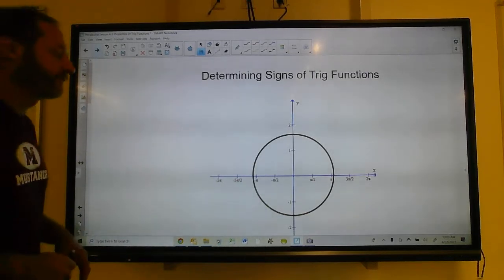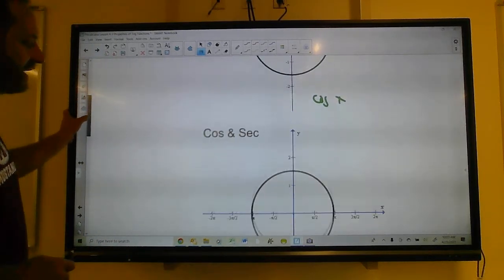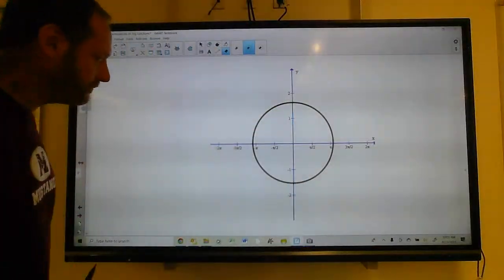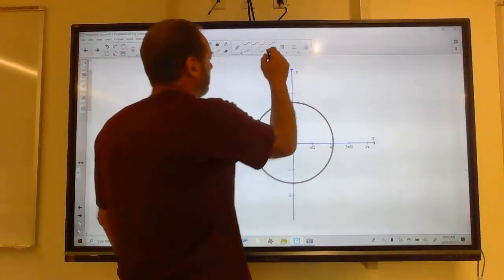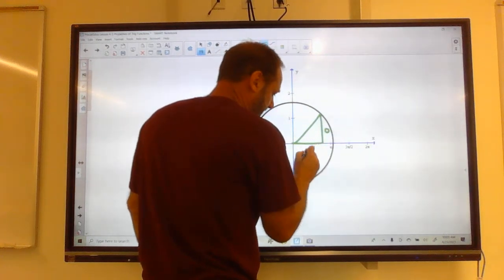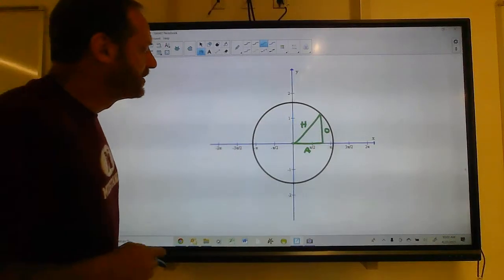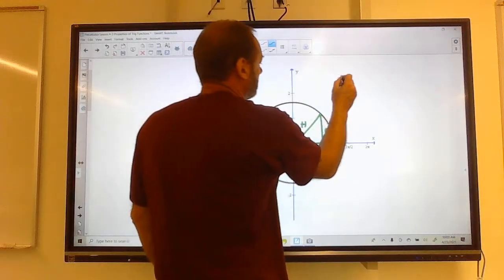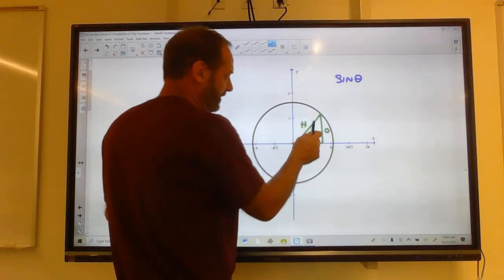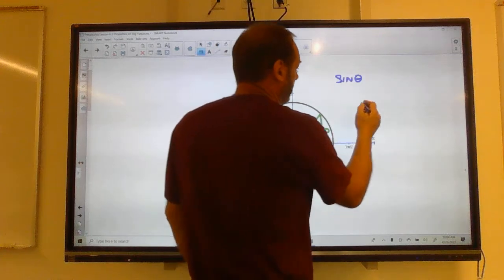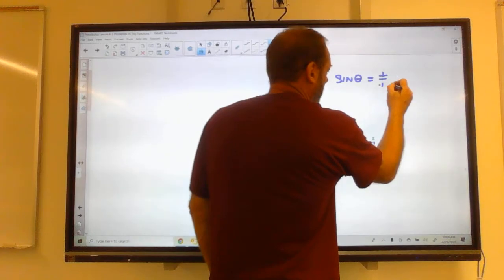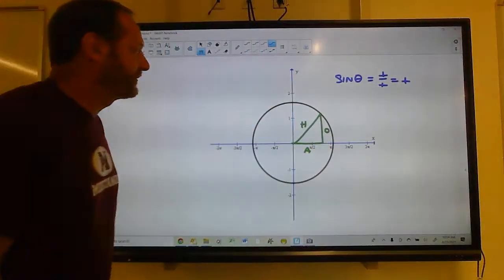Okay, determining signs of trig functions. So you can look at this really easy. Now this is not to scale here. But if you look at triangles, okay, remember this is the opposite, this is the adjacent, this is the hypotenuse, okay? So the sine is going to be opposite over hypotenuse. Well, that's a positive number, and hypotenuse is always positive, it's always 1, right? So a positive over a positive is a positive. So sine's going to be positive up here.